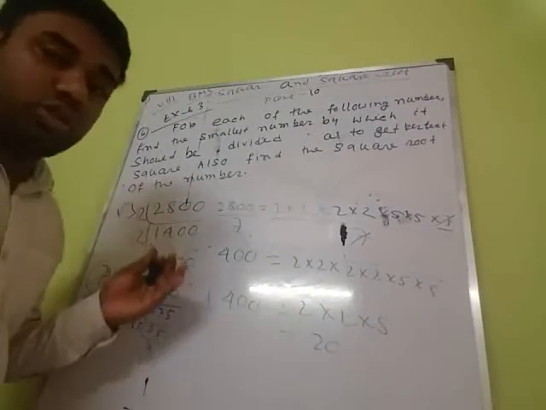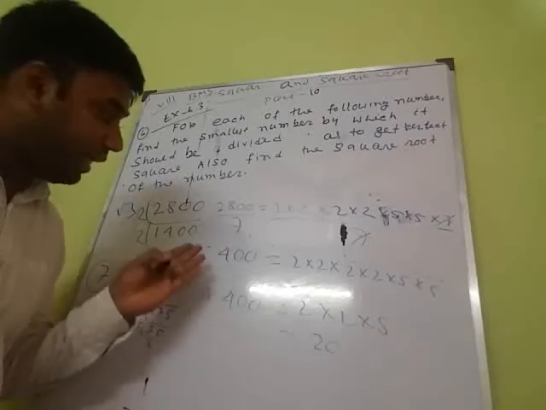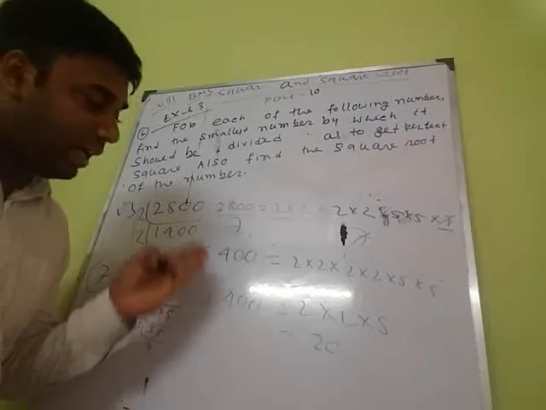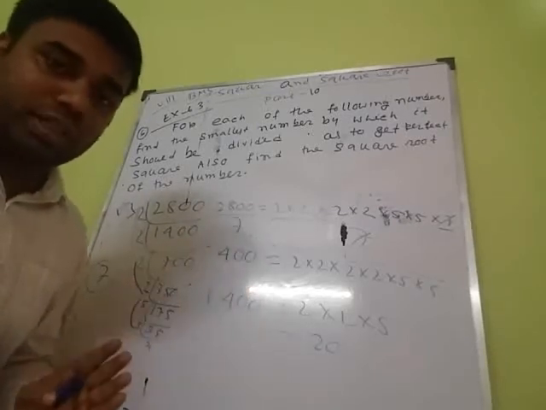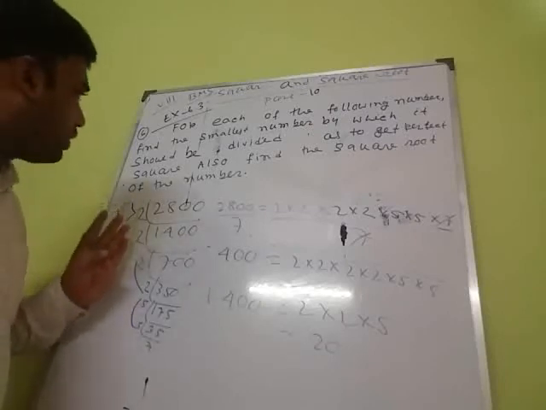So 2800 is not a perfect square number. By dividing by 7, we get a perfect square number, that is 400, and the square root of 400 is 20. Students, I have solved five parts of question number 6.